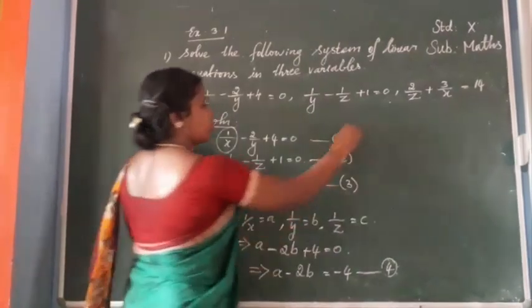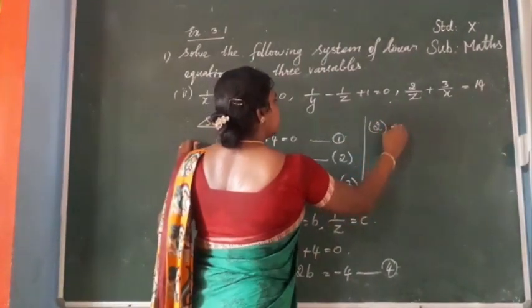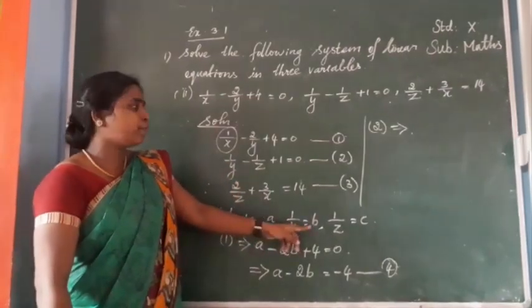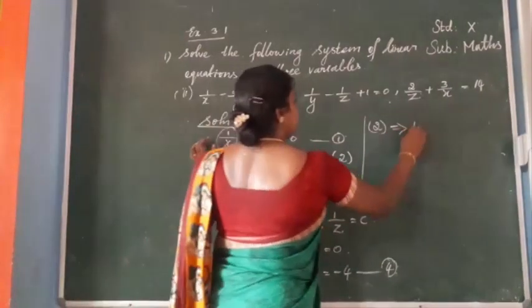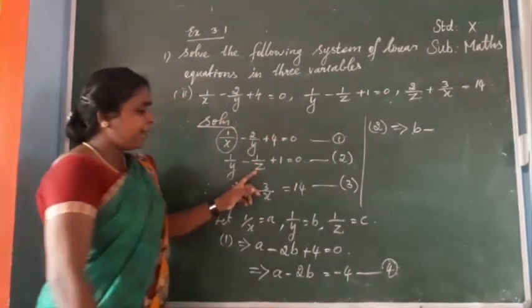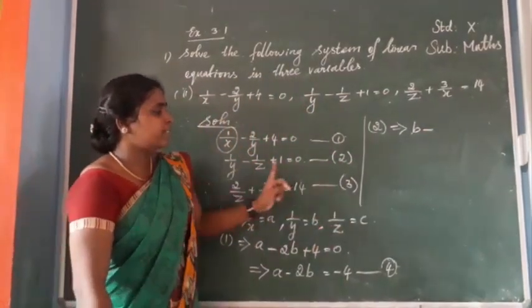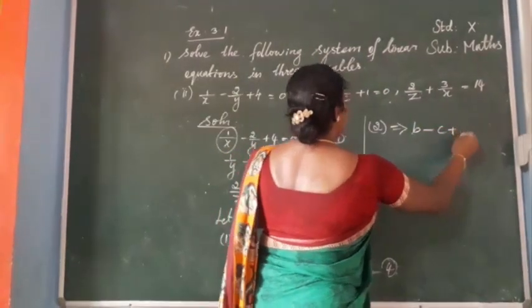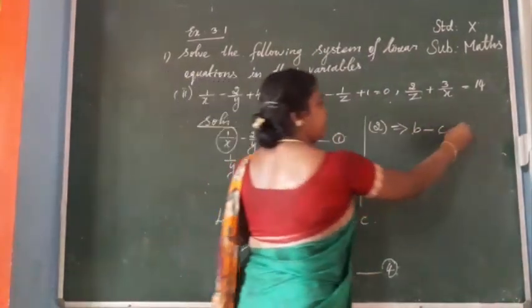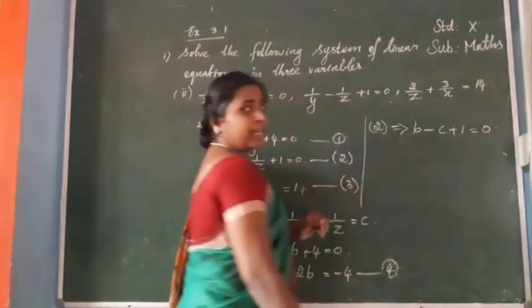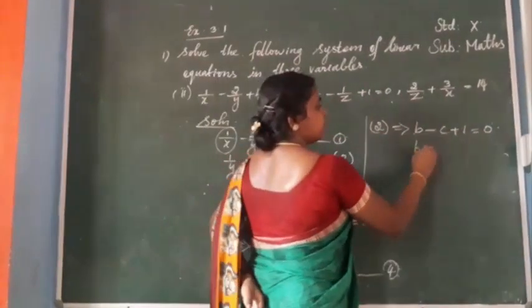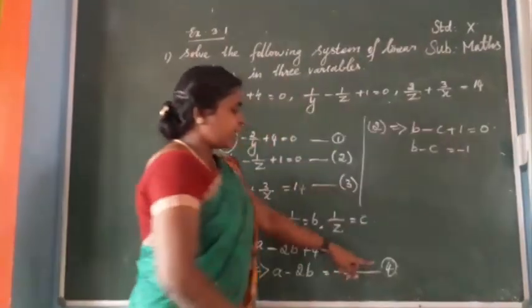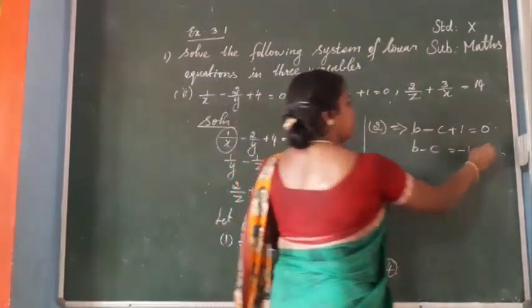In the second equation, 1/y means b, so b minus 1/z means c. So instead of 1/z we write c, plus already there is 1, so plus 1 equal to 0. Next, b − c = −1, taking the constant to the right hand side. This is equation 5.